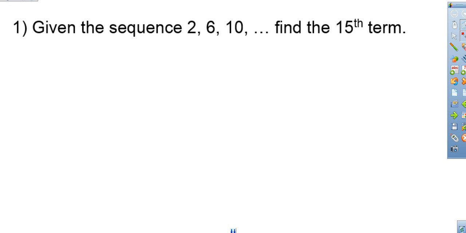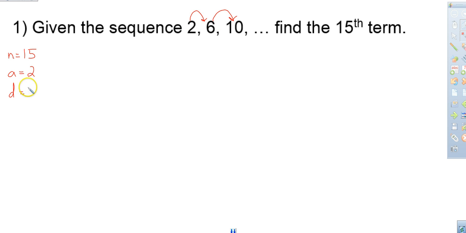Alright, so a very easy example here. Given this sequence of numbers, what would be the 15th term? So in this case, I'm figuring out the 15th term. Using that formula, n would be equal to 15. And looking at my sequence of numbers, I have to determine what the a value is and what the d value is. The a value is the first term, which is 2. The d value is the common difference, so what we're adding to get to the next number.